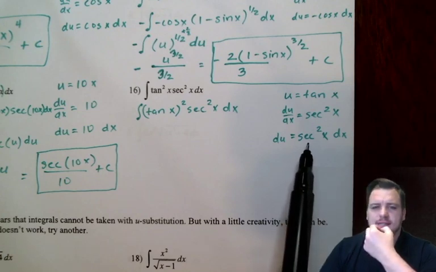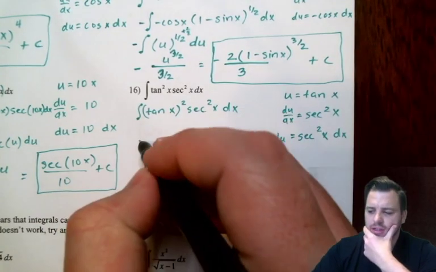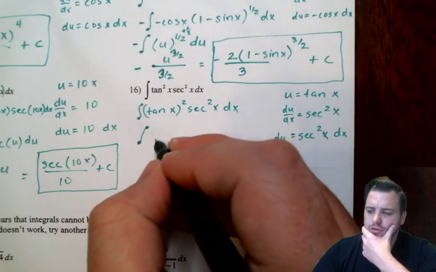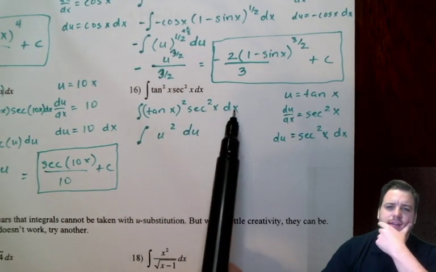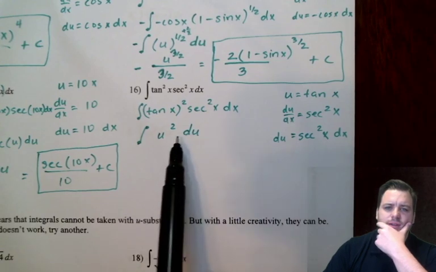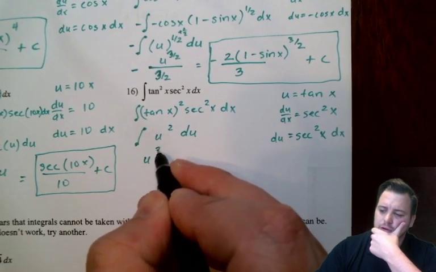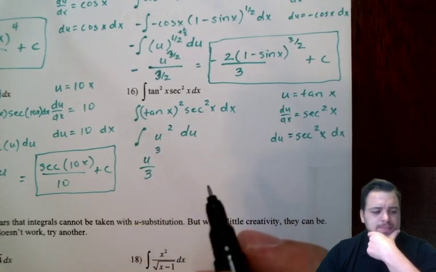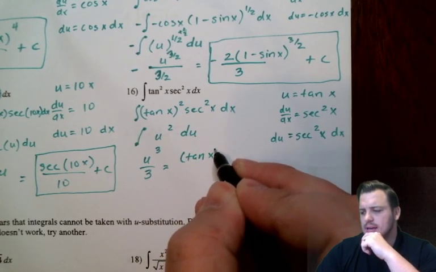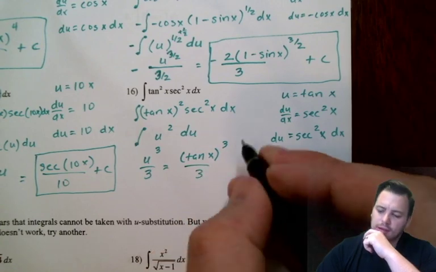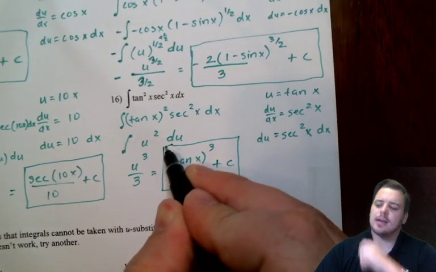Since this is secant squared x, I just got to multiply both sides by 1, which changes nothing. So then I can just say u squared du. Secant squared x dx is du, so du is here, u squared's here. So then I take the integral, that should be u cubed over 3. And u is actually equal to tangent x, so tangent x cubed over 3, and then plus c. Just plugging it back in, adding plus c, and we're good.